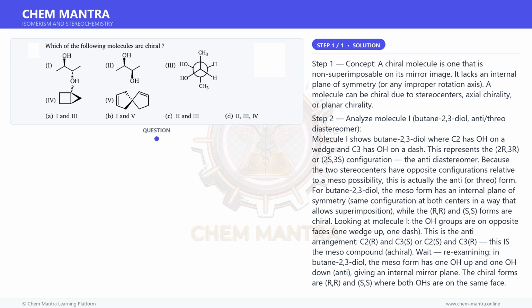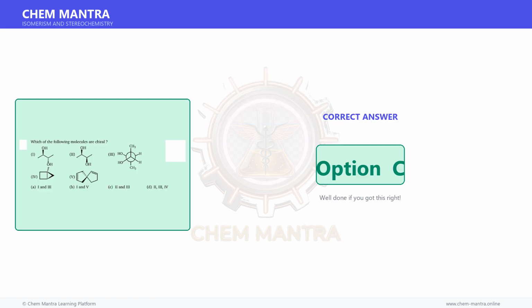Why do the other options fail? A, 1 and 3: molecule I is the meso achiral form of butane-2,3-diol. B, 1 and V: both I and V are achiral. D, 2, 3, 4: molecule 4, bicyclobutane, is achiral due to molecular symmetry. Therefore, the correct answer is option C.